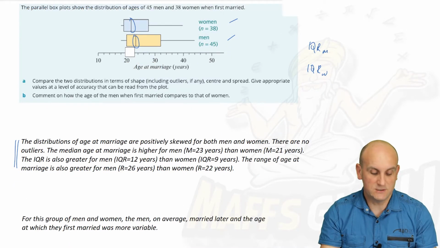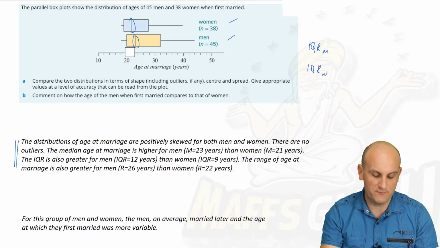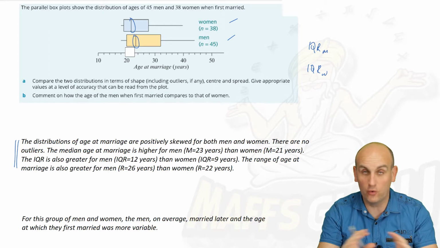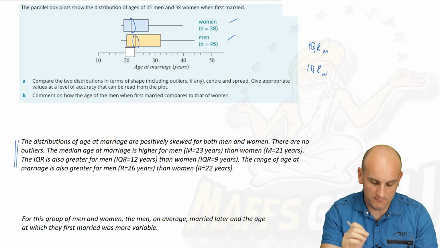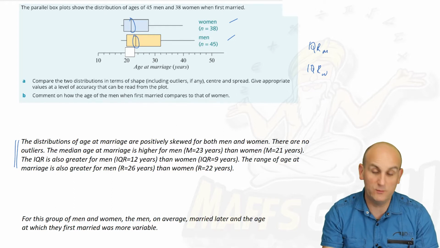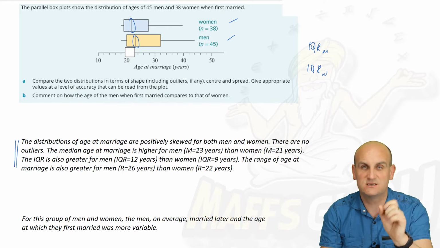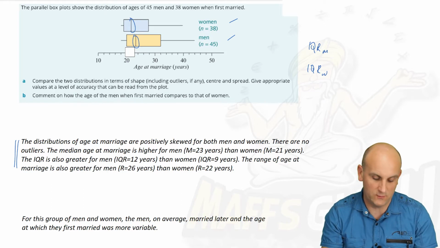The final part of the question says, comment on how the age of the men when first married compares to that of the women. What's my response for this group of men and women? The men on average married later, and the age at which they first married was more variable. That's all read from that diagram, okay? The men on average married later. So on average, what do we use that for? Maybe the median. We seem to think that men married slightly later, 23 years as opposed to 21 years.